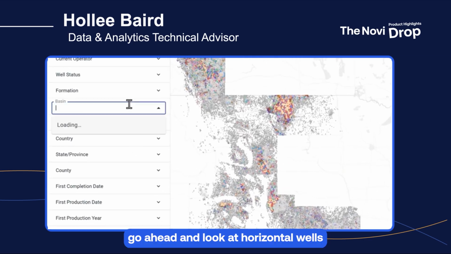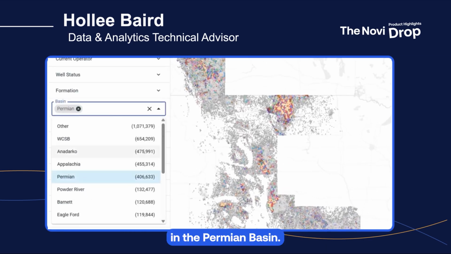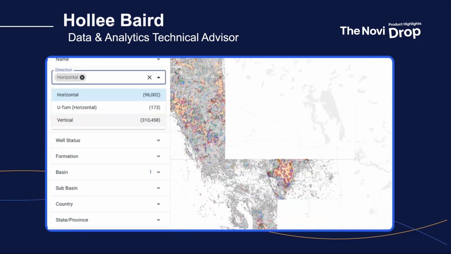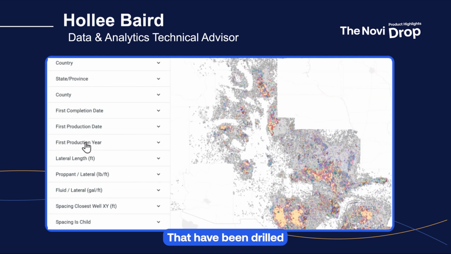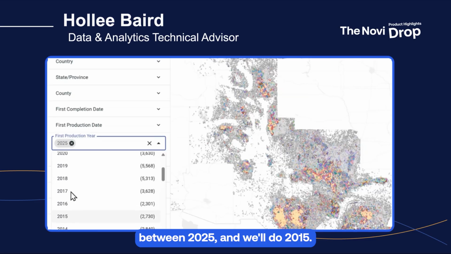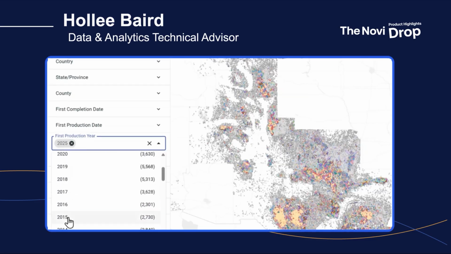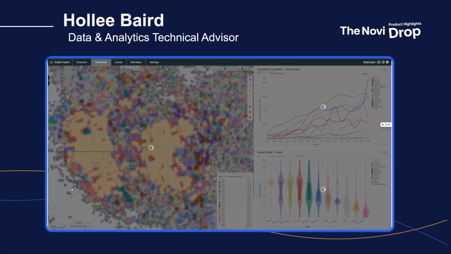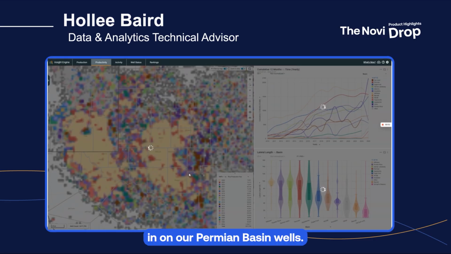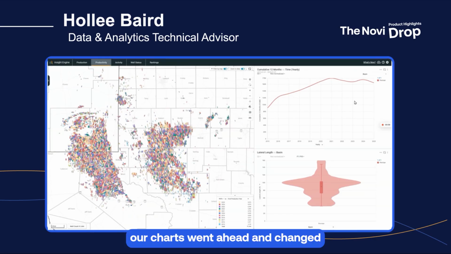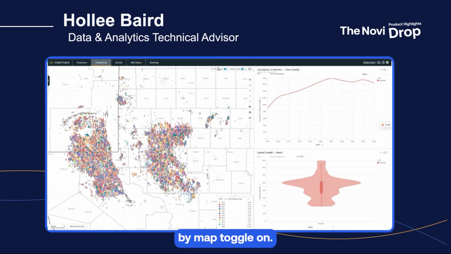Let's go ahead and look at horizontal wells in the Permian Basin that have been drilled that have a first production year between 2025 and we'll do 2015. I'm going to hit apply. Okay, and that's going to dial in on our Permian Basin wells. You can see how our charts changed based on what is contained within that map because I have that filter by map toggle on.